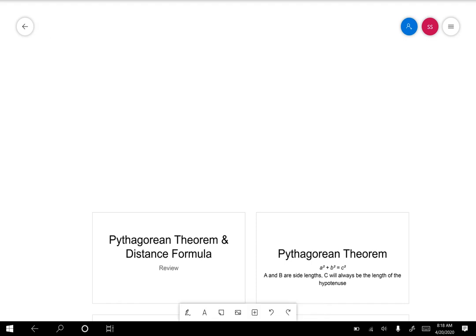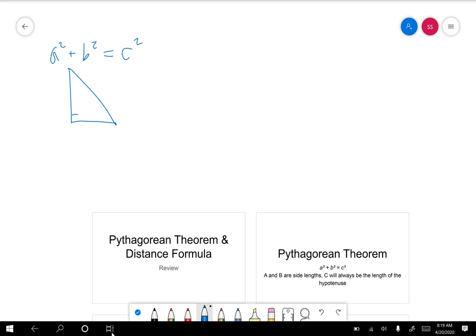All right, so I'm going to go over a couple quick examples of Pythagorean theorem and distance formula. As a reminder, Pythagorean theorem, let's go with blue. Pythagorean theorem is a squared plus b squared equals c squared. Okay, so here we're talking about right triangles.